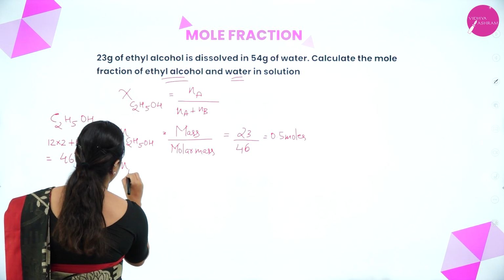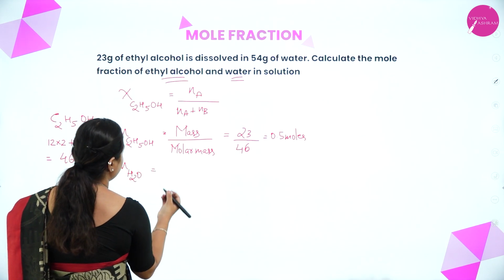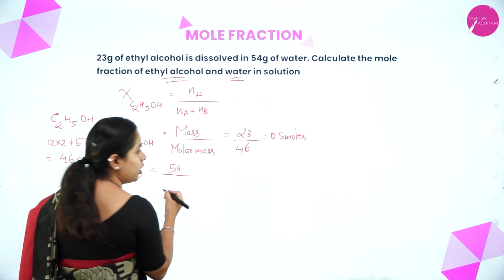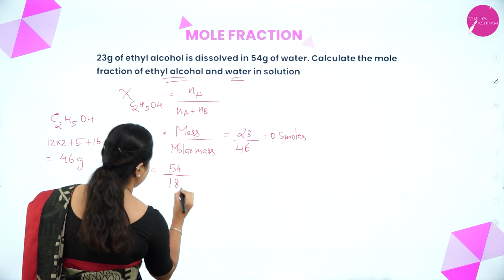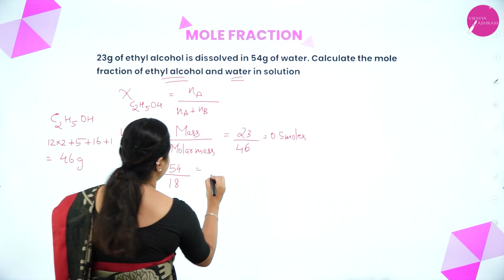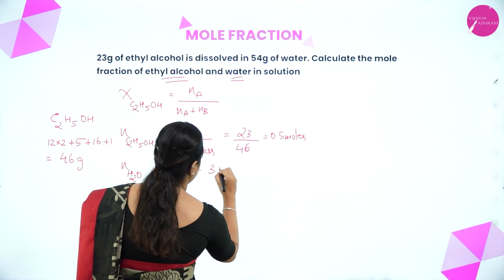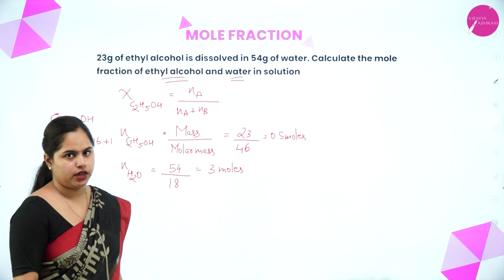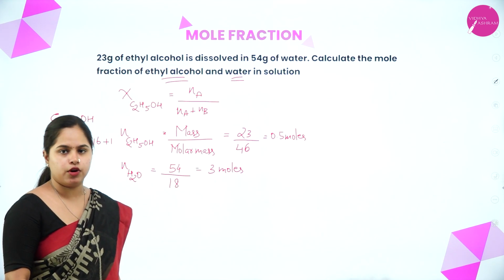So now I have to calculate the number of moles of water. How do I calculate it? It will be equal to mass. What is the mass given here? 54 gram of water, and the molar mass of water, you know, is 18, right? So that will give me 3 moles of water, right? So we calculated the number of moles.